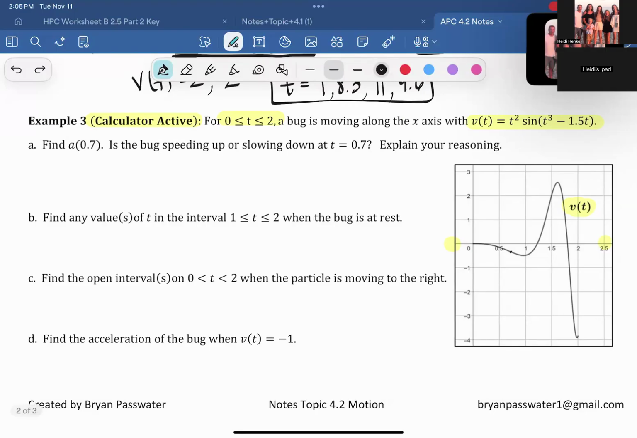Here's what I know. I have a formula for velocity. Acceleration is the same thing as the derivative of velocity. So if I'm trying to find acceleration at 0.7, that's the derivative of velocity at 0.7. I'm going to go to my calculator and do nDeriv of that equation at x equals 0.7. I've already done it, so I'm going to save you some time. If you want to do it on your own, pause me right now and make sure you get the same thing. I got negative 0.921.